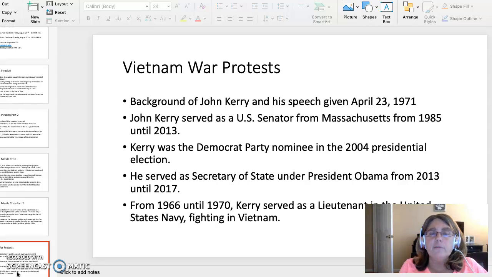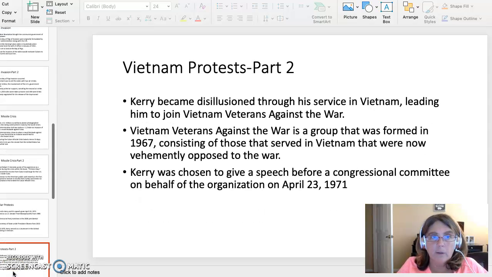John Kerry went on famously to serve as U.S. Senator from Massachusetts from 1985 until 2013. He was also the Democratic nominee for president in 2004. He ended up serving as Secretary of State under President Obama from 2013 until 2017. From 1966 to 1970, he served as a lieutenant in the United States Navy fighting in Vietnam.